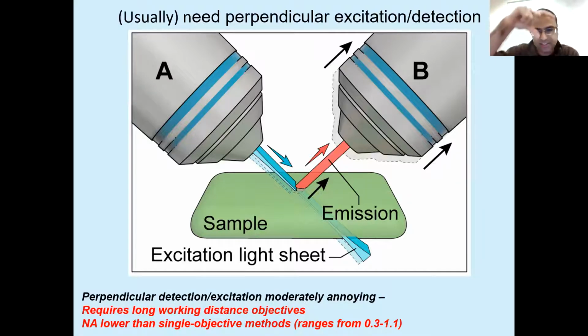And there's also a working distance constraint as well, right? So you need to image a specimen that is far enough away that you don't collide with the objective lenses.